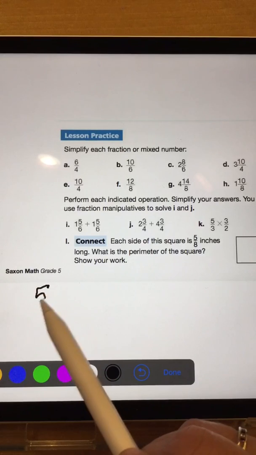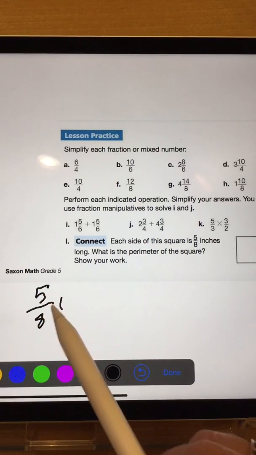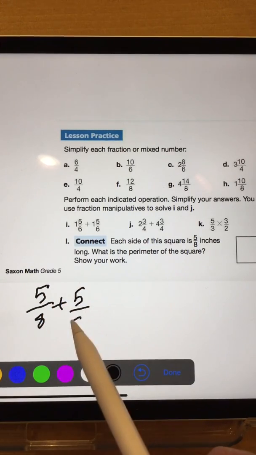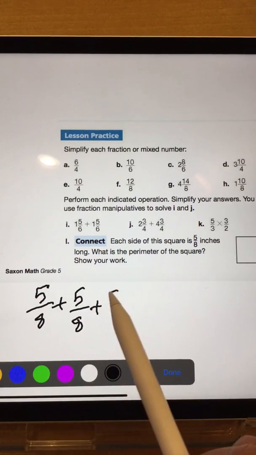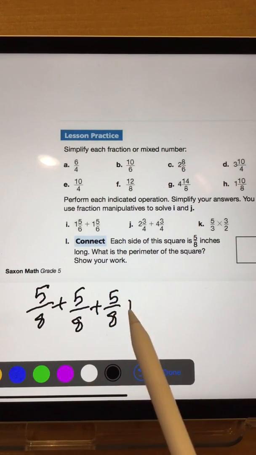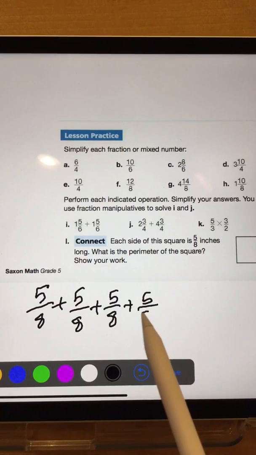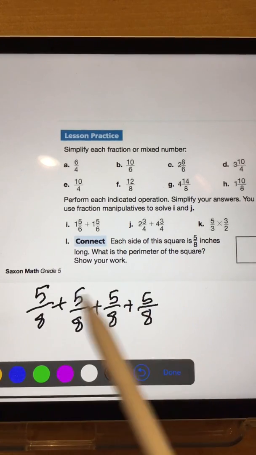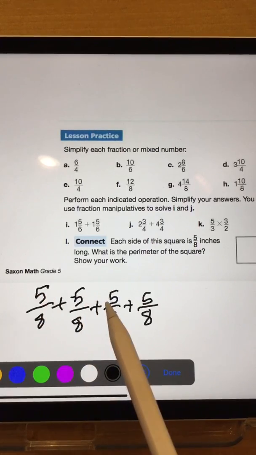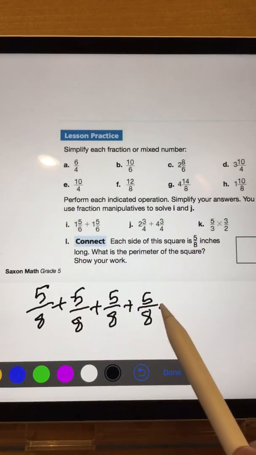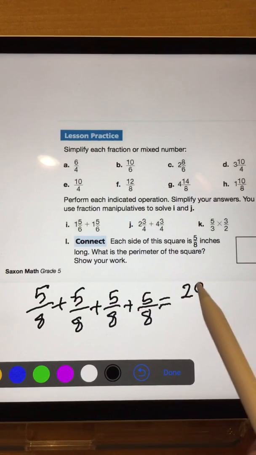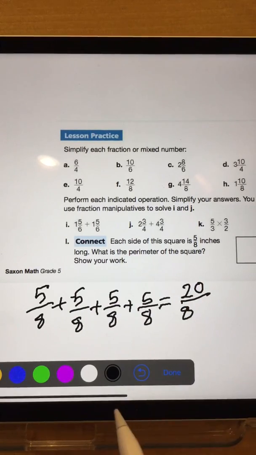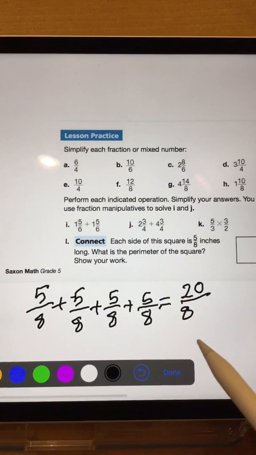All right, one way I can do this problem is I can add 5/8 plus 5/8 plus 5/8, because the perimeter is going around the outside. So 5/8, 5/8, 5/8, 5/8. Now 5 plus 5 is 10, plus 5 is 15, plus 5 is 20. So I have 20/8. I need to make that into a mixed number.